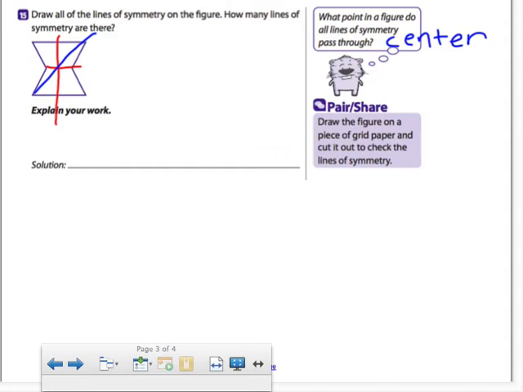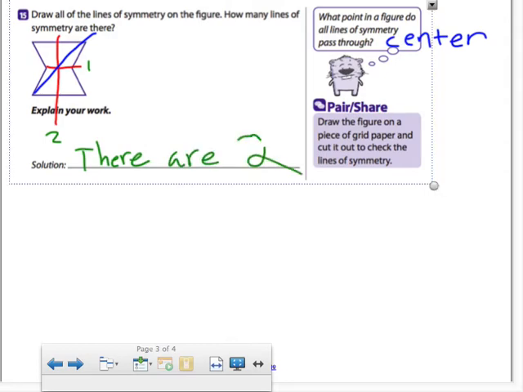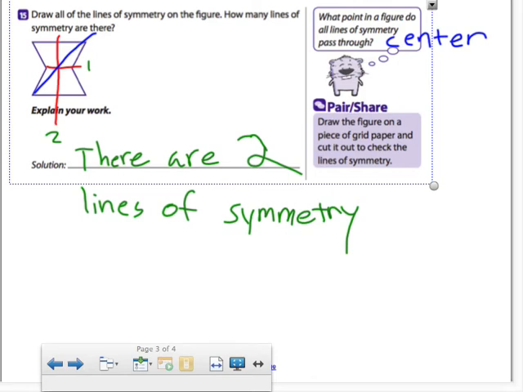So that's why those diagonal pieces on this particular shape are no good. So how many lines of symmetry are there? Not the blue one, just the red one. So I'm counting 1 and I'm counting 2. There are 2 lines of symmetry. Yes. Let's move on. Last one.